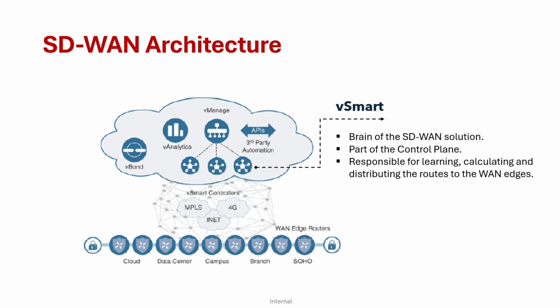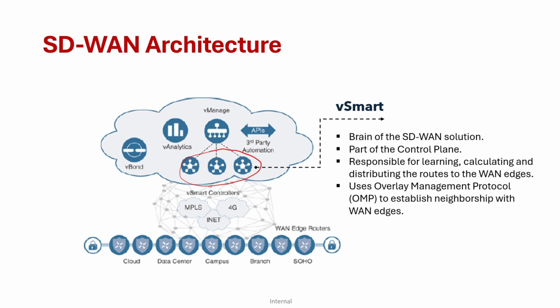All the things are done by the Vsmart controller, which is the brain. It actually uses OMP, the Overlay Management Protocol, to establish neighborship with edge devices over the secure DTLS tunnel. After the authentication with Vbond, when you get all the information, you will form a DTLS tunnel, right? And over the DTLS tunnel, it will form this neighborship with edge devices. So OMP runs between Vsmart and WAN edge devices.